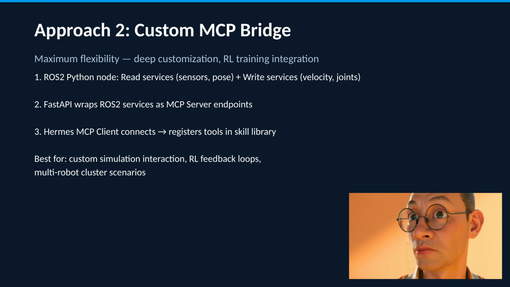Approach 2 is a custom MCP bridge for maximum flexibility. First, build a ROS2 Python node with read services for sensors and pose, plus write services for velocity and joint control. Second, wrap ROS2 services as MCP server endpoints using FastAPI. Third, Hermes MCP client connects and registers tools in the skill library. This approach is best for custom simulation interaction, reinforcement learning feedback loops, and multi-robot cluster scenarios.